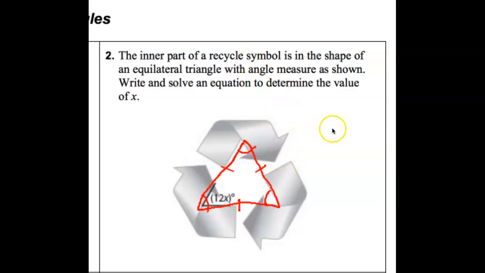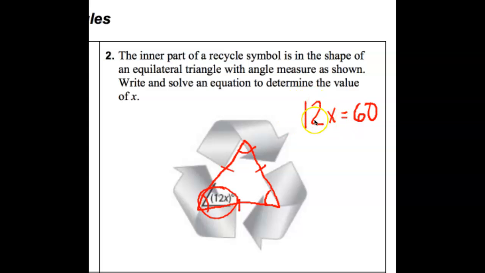And what do we always know? An interior angle of an equilateral triangle is always what number? Very good, that's always 60. So in that case, 12x is going to be equivalent to 60 degrees. Now I have to solve for x.